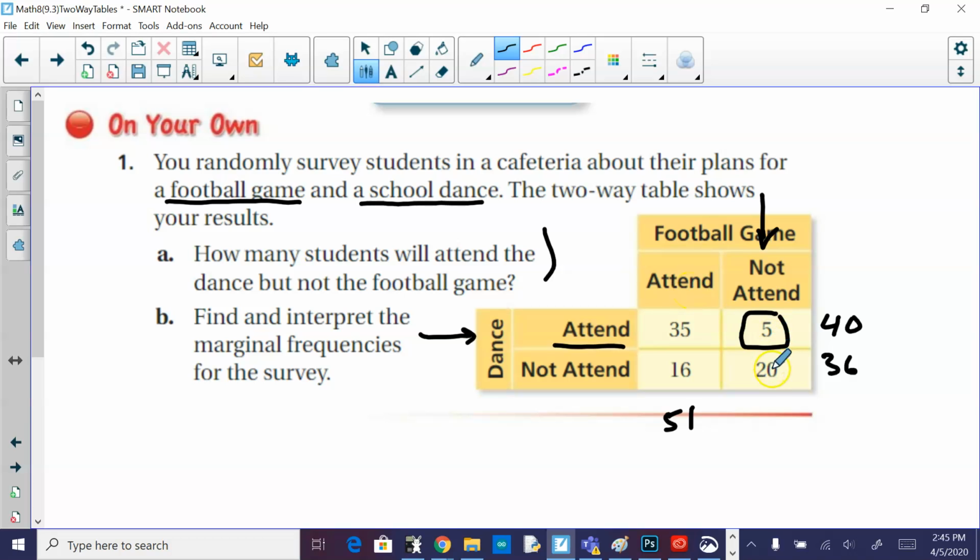And 5 plus 20, that's 25 people who are not going to the football game. If we look at the total down here, this is total. 51 plus 25 is 76. That means there were 76 people who took the survey. 40 plus 36, we get that same number.